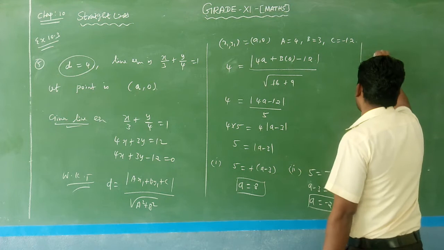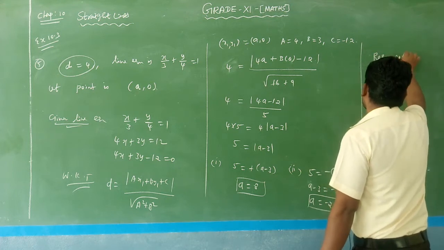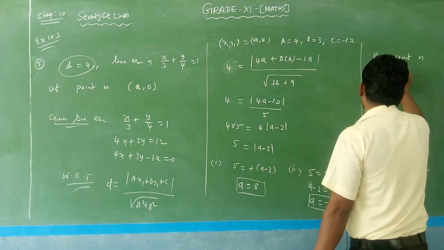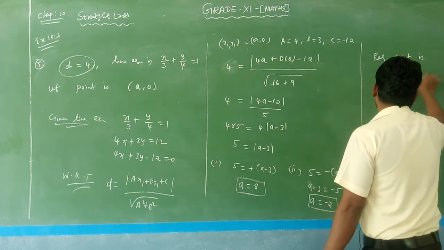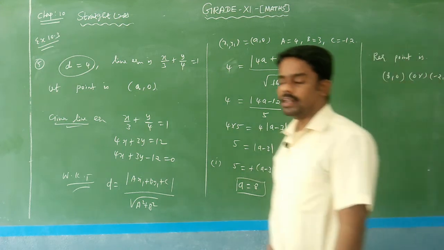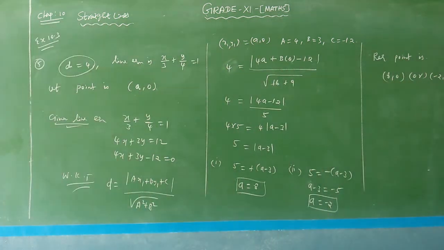So the required point is 8 comma 0 or minus 2 comma 0. This is the required answer. Okay, right.